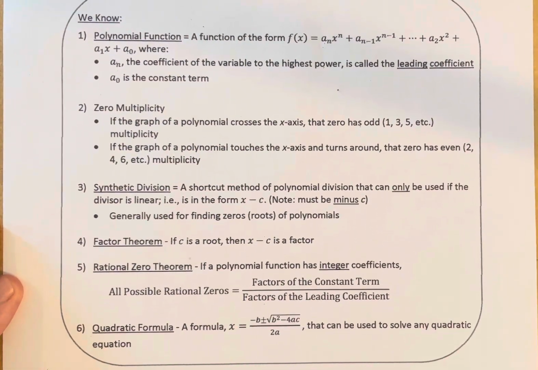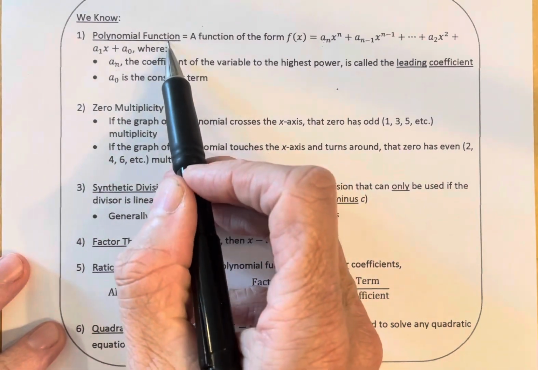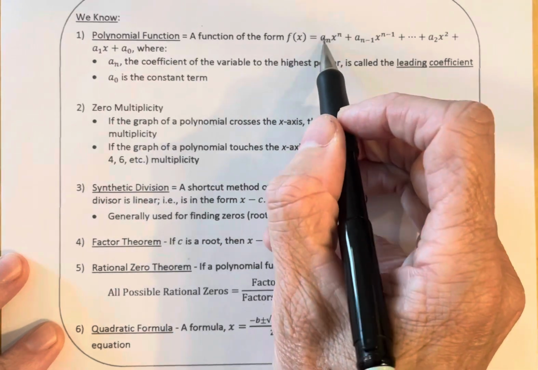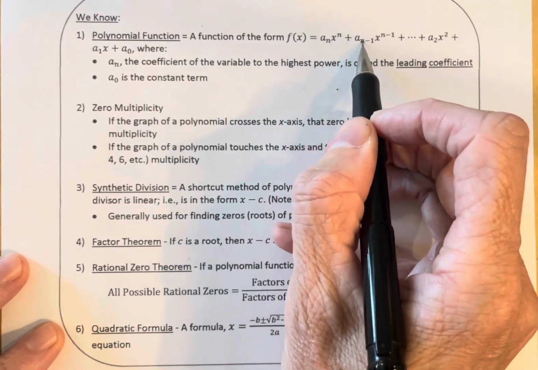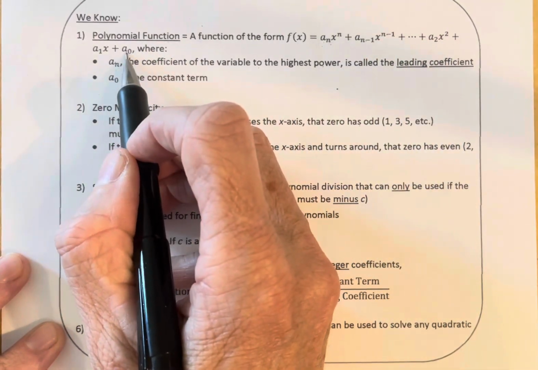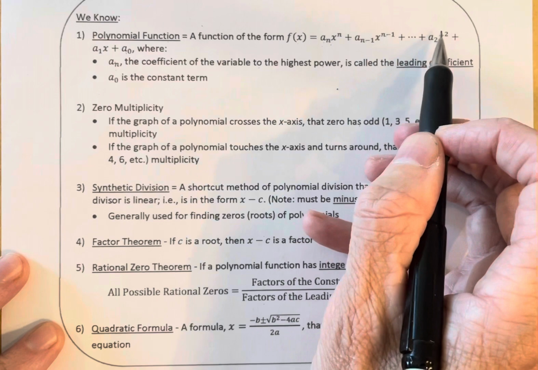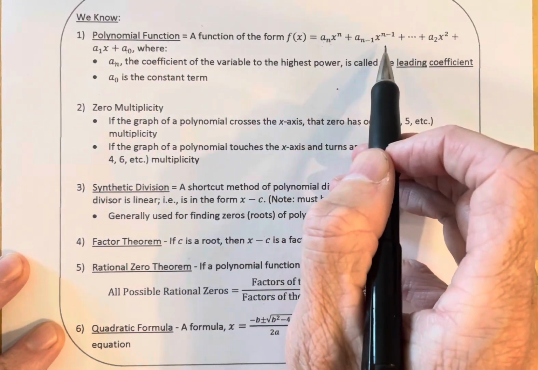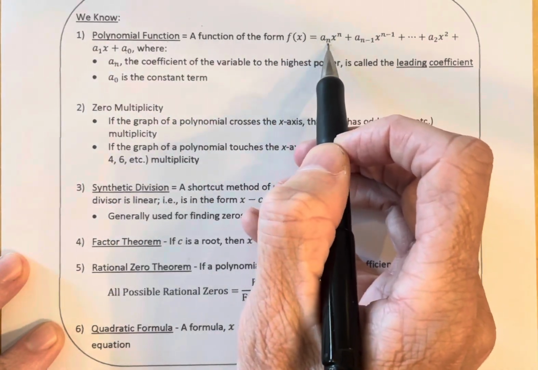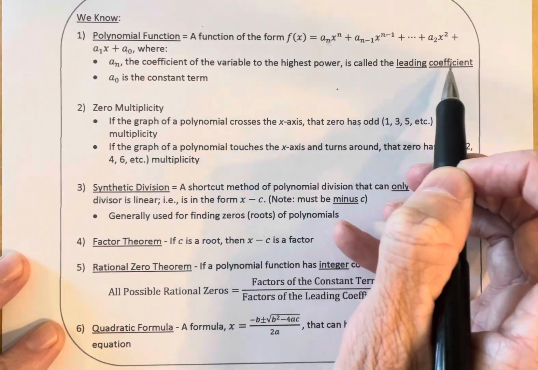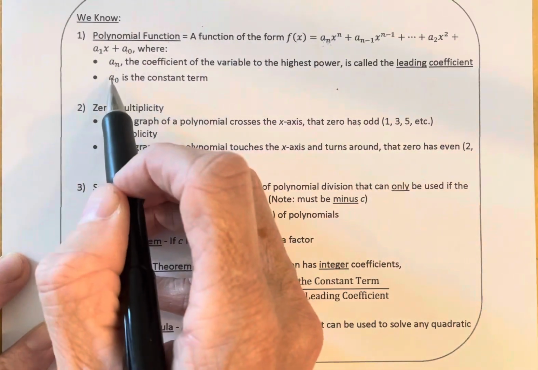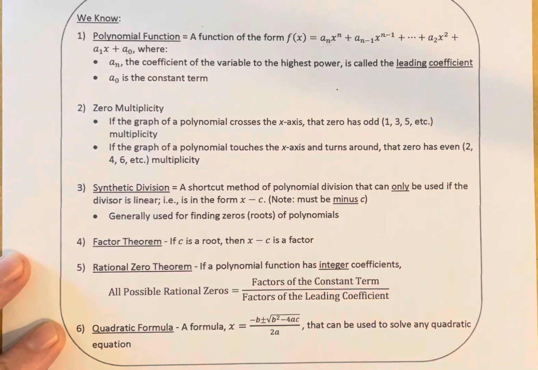Let's briefly take a look at those. We know what a polynomial function is. A function of the form f of x equals coefficient times x to the n plus coefficient times x to the n minus 1, etc., until we get down to a constant. We know that if our powers are in order from least to greatest, it is in standard form. The coefficient of the term with the highest power is called the leading coefficient. So a sub n here is the leading coefficient. A sub 0 here is the constant term.